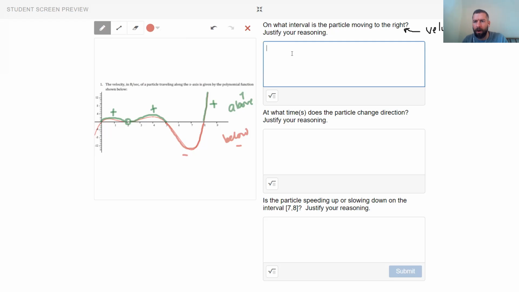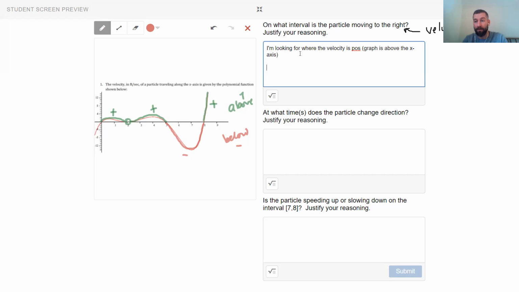So on what interval is the particle moving to the right? Okay, so this is kind of my annotation. I'm looking for where the velocity is positive. Right? And I'm going to use that in my example. So the graph is above the x-axis.